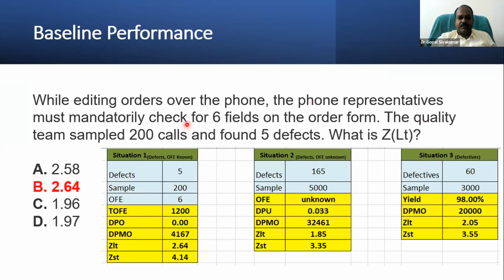Now another situation. While editing orders over the phone, the representative must mandatorily check 6 fields. What is the number of opportunities you are checking? 6. The quality team sampled 200 calls and found 5 defects. Number of samples is 200. The number of defects observed is 5. Can you see the entry here? 5, 200, 6.